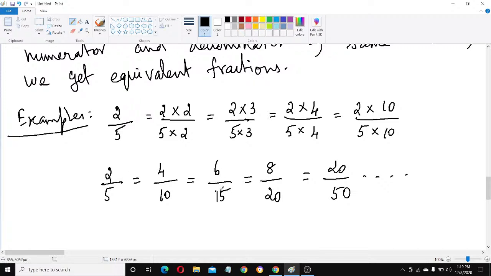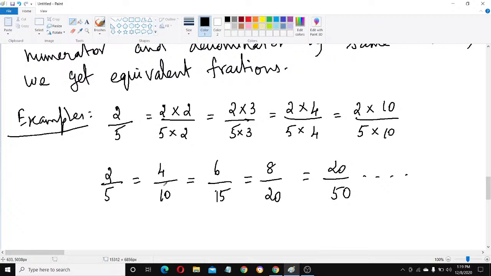Now if you cancel 6 by 15, which is the common factor? 3 is the common factor between numerator and denominator. How many 3s are there in 6? 2 3s are there. In 15, how many 3s are there? 5. So after cancelling 6 by 15 using the factor 3, you will get 2 by 5.